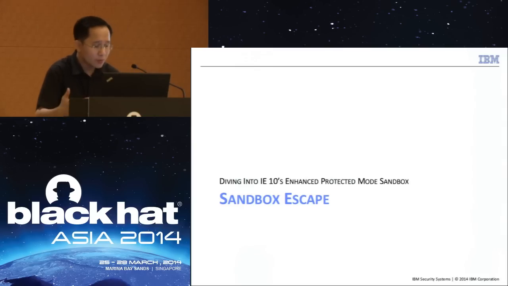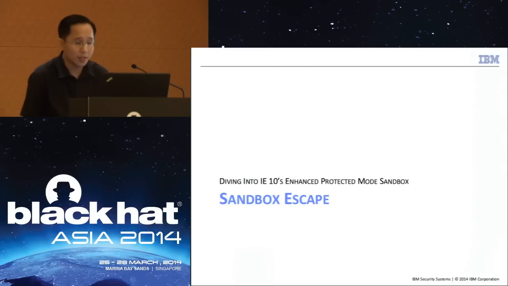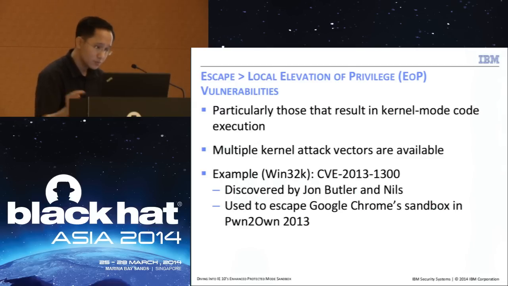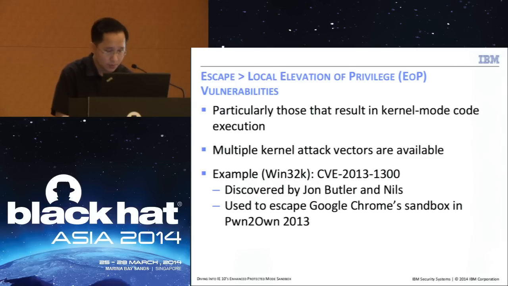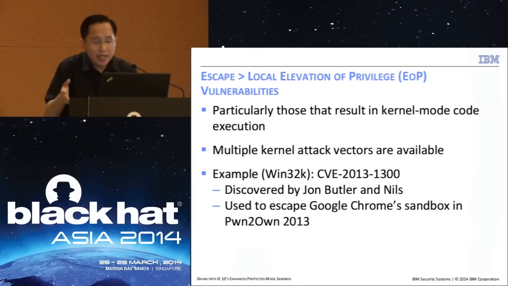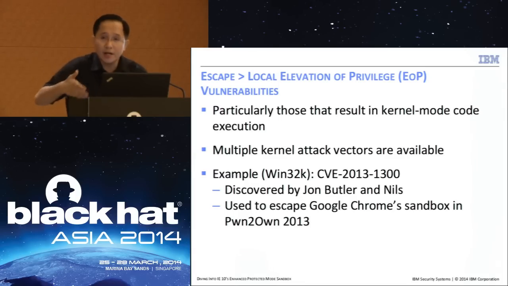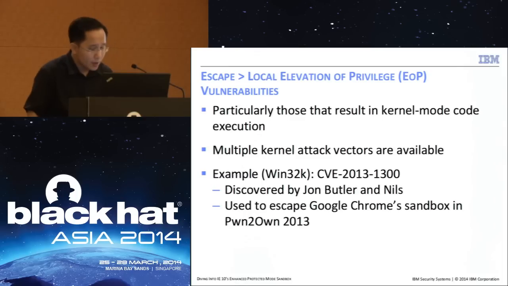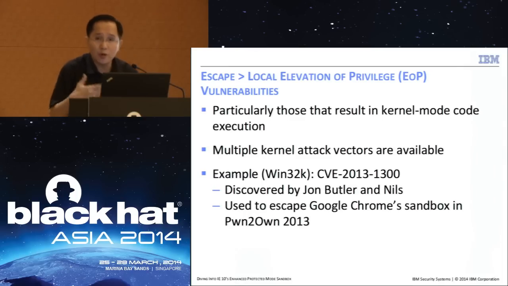So let's now take a look at the potential vectors for sandbox escape. Common to all sandbox implementations is using a kernel mode bug for escape. In this particular vector, the attacker is not really interested in the sandbox mechanisms, since the attacker will be directly targeting the operating system. And as more widely deployed software adopts sandboxing technologies, we can expect that kernel mode bugs will continue to be more and more valuable.